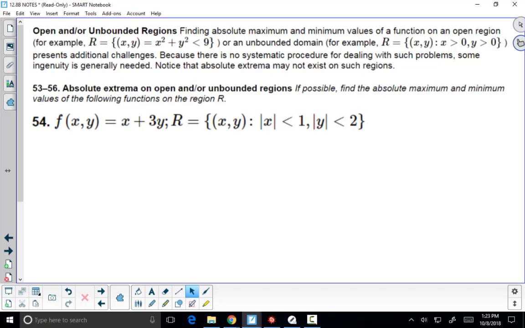So find absolute max and min values for this. So let's go ahead, let's draw a sketch of our domain.